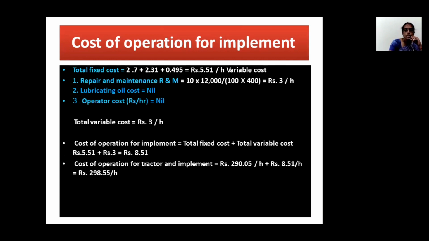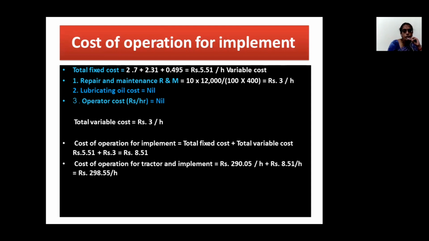Then the total fixed cost will be the sum of these three terms: first, the depreciation cost, the interest on investment, and another one, the taxes, insurance, and housing charges. So the total fixed cost is that, per hour, the tractor will charge around 5.51. That is the fixed cost value. It won't vary with respect to time, because it does not depend upon the working hours of the tractor, or whether the tractor is in working condition or not.